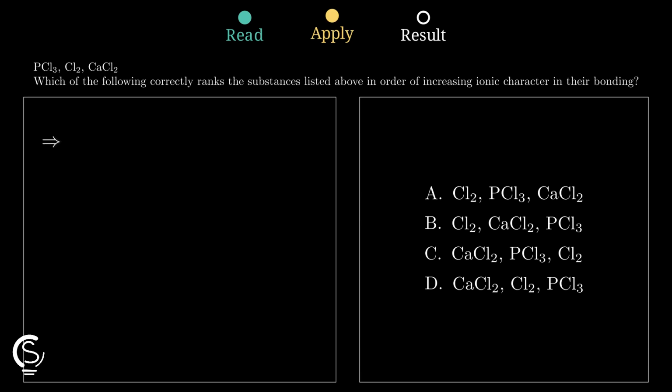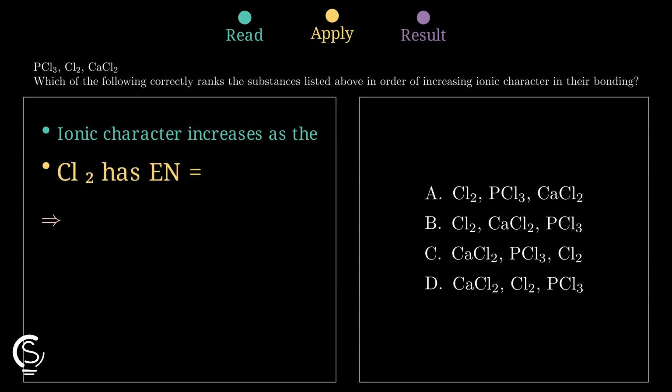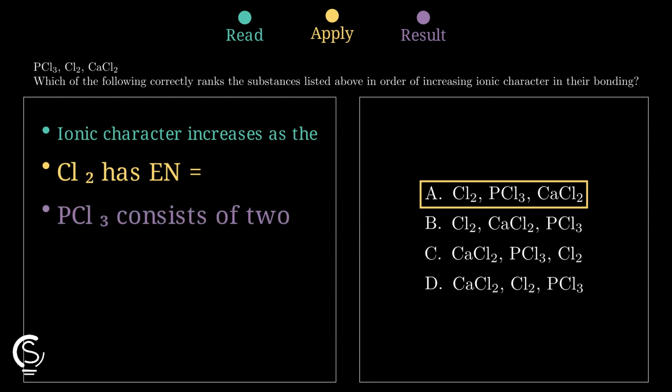For Cl2, both atoms are chlorine, so the electronegativity difference is 0, and it is least ionic. CaCl2 has calcium with chlorine, giving the biggest difference and strongest ionic character. That leaves PCl3 in the middle, because phosphorus and chlorine are different nonmetals, so the order is Cl2, PCl3, then CaCl2, which matches option A.